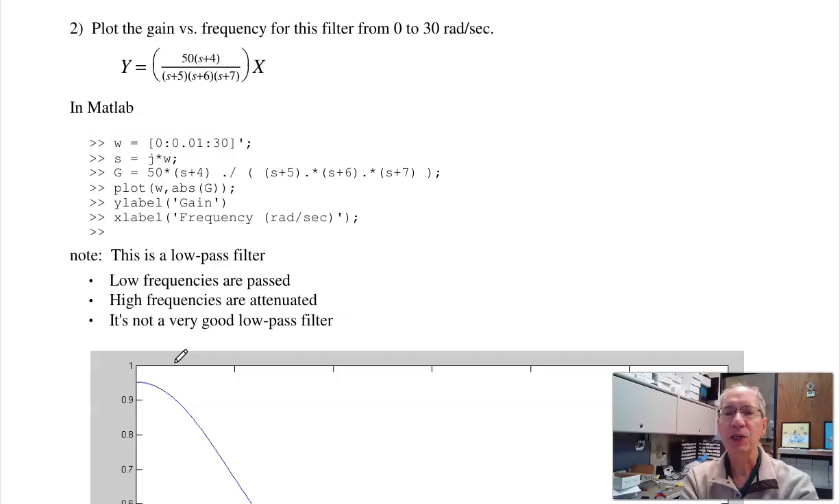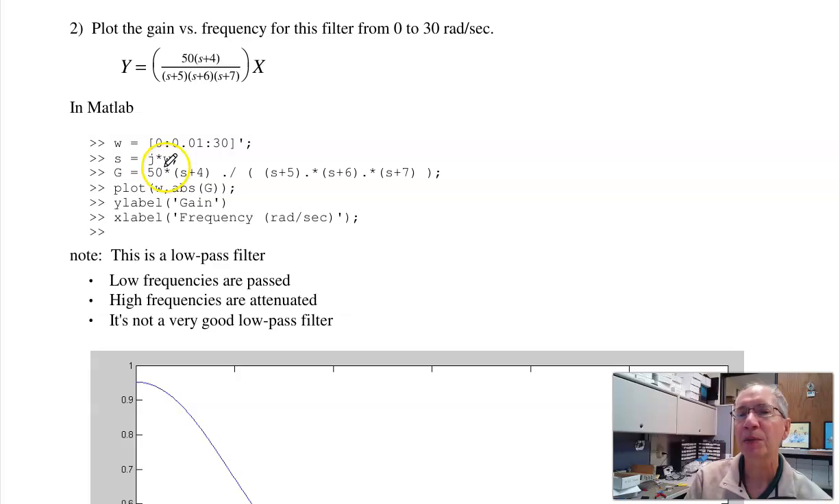If I have a filter where the input is a sine wave, I can just do algebra. Plug in s equals j omega, output is gain times input, and you got it. A second type of problem for analysis is suppose I don't know exactly what x is, but I know the range. Suppose this x is some sine wave between 0 and 30 radians per second. How does this filter behave? Well, Matlab is really good at that too.